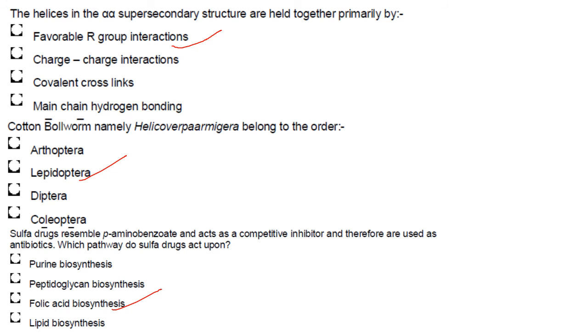Sulfur drugs resemble para-aminobenzoate and act as a competitive inhibitor and therefore are used as antibiotics. Which pathway do sulfur drugs act upon? So sulfur drugs act upon a specific enzyme called DHPS, and this enzyme is critical for the synthesis of folate, an essential nutrient. Mammals get folate from their diet, whereas bacteria must synthesize this vitamin. So answer is option C, folic acid biosynthesis.